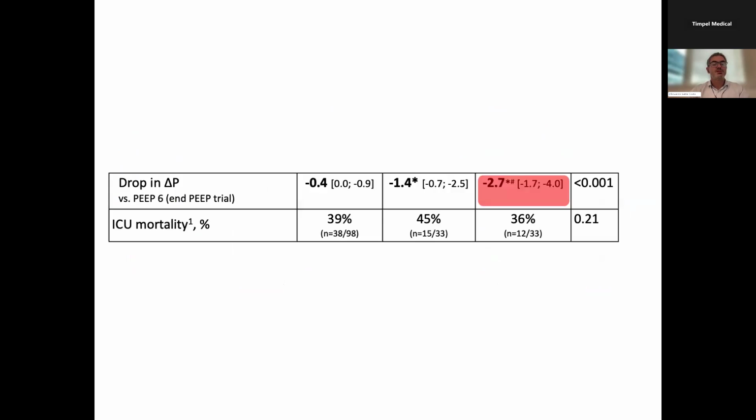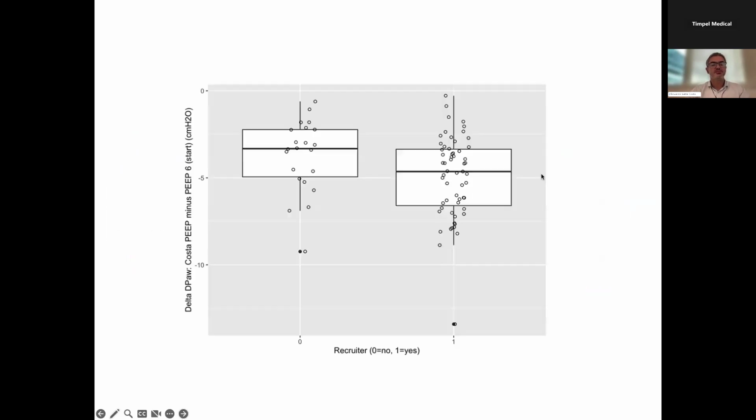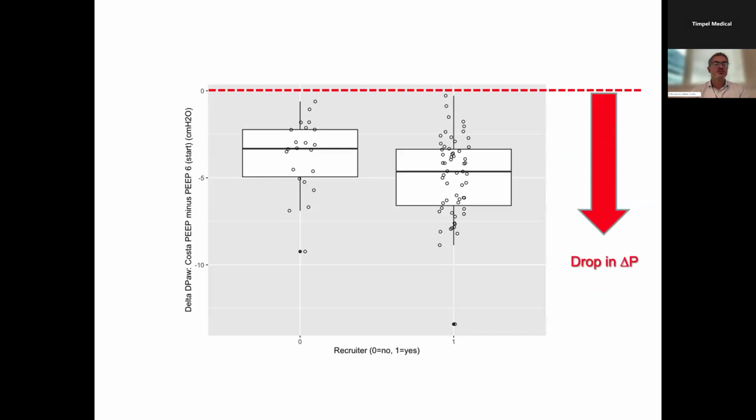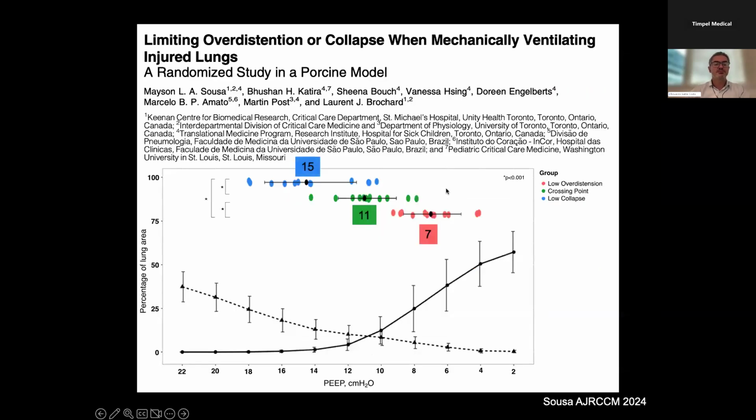So there was a drop in driving pressure according to recruitability, which was higher in high recruitable patients, of around 3 centimeters of water. So if you look at the drop in driving pressures, in recruiters it was significantly higher than non-recruiters, and was here almost 5 centimeters of water. So now I switched to another topic.